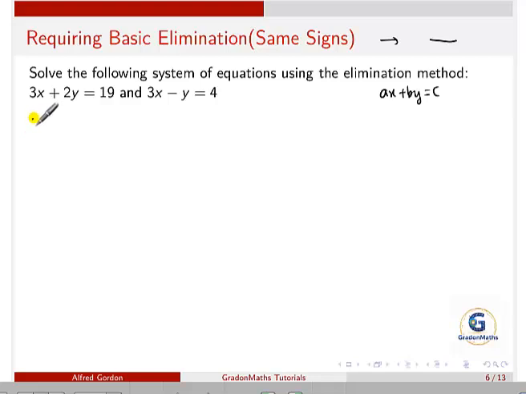So let's name them as our equation 1 and equation 2. So we have 3x plus 2y is equal to 19 as equation 1.